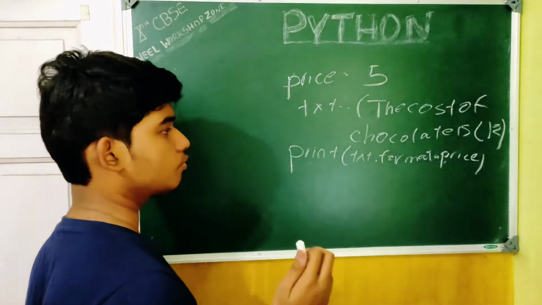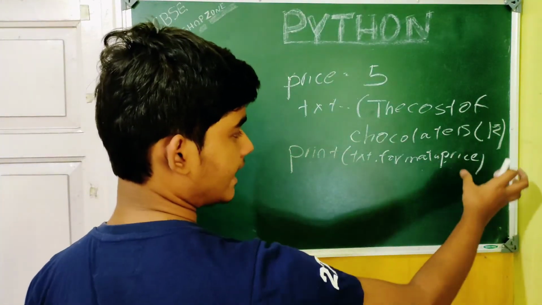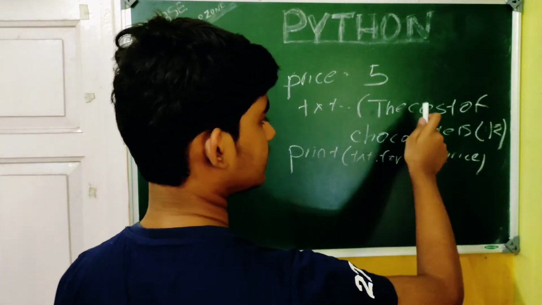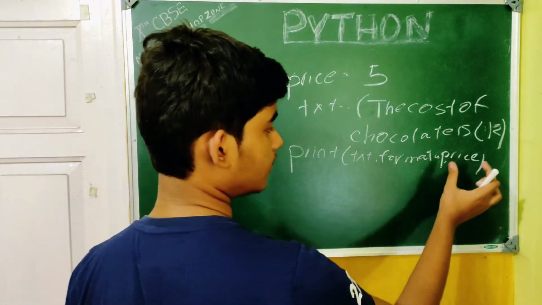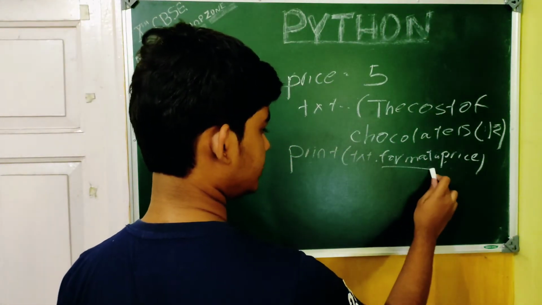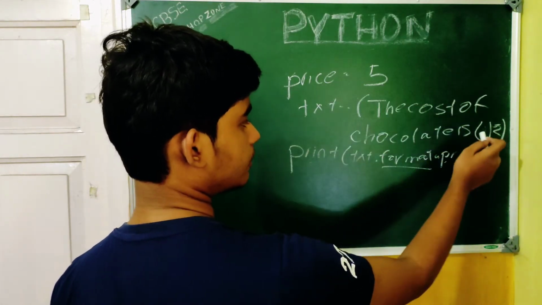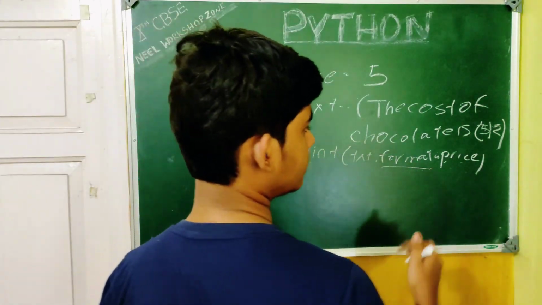By doing this, like the previous example, it replaces the blank with the string. So for example here the blank is empty, so it says the cost of chocolate is blank. By using the word price here, it formats it using the price value, which is 5, so it prints 5 over here. So the output will be the cost of chocolate is 5.